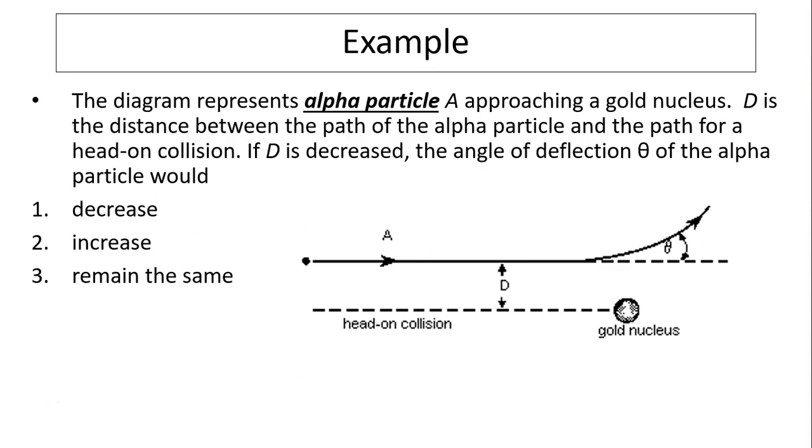The diagram represents alpha particle A approaching a gold nucleus. By the way, an alpha particle has two neutrons and two protons. So d is the distance between the path of the alpha particle and the path of a head-on collision. If d is decreased, what's going to happen to the angle? Look, this is a positive alpha particle and a positive nucleus. They will repel each other. So as d is decreased, that force will be bigger. Therefore, theta has to be bigger. Theta is increased.